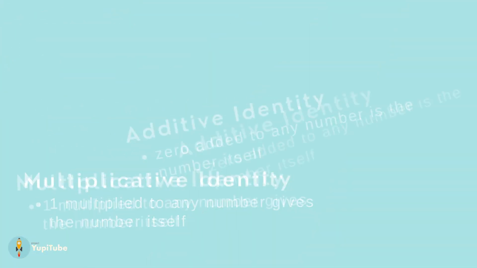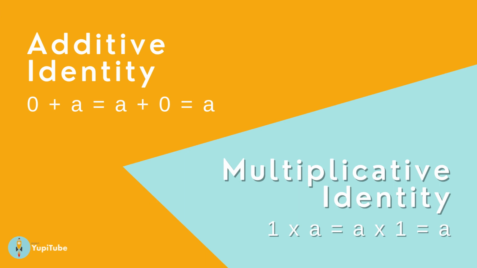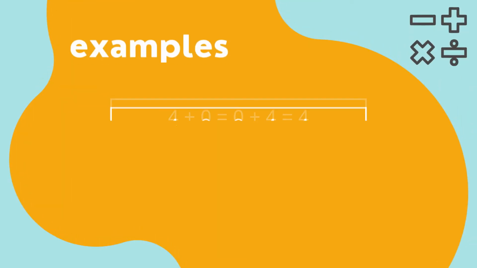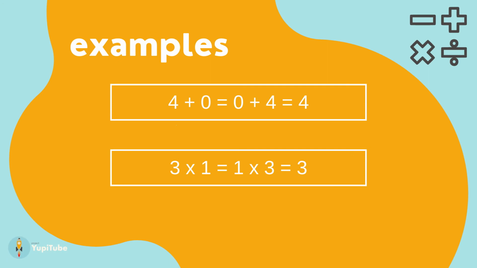It is written in the form 0 plus a is equal to a plus 0 is equal to a. Or 1 times a is equal to a times 1 is equal to a. For example, 4 plus 0 is equal to 0 plus 4 is equal to 4. Another example, 3 times 1 is equal to 1 times 3 is equal to 3.